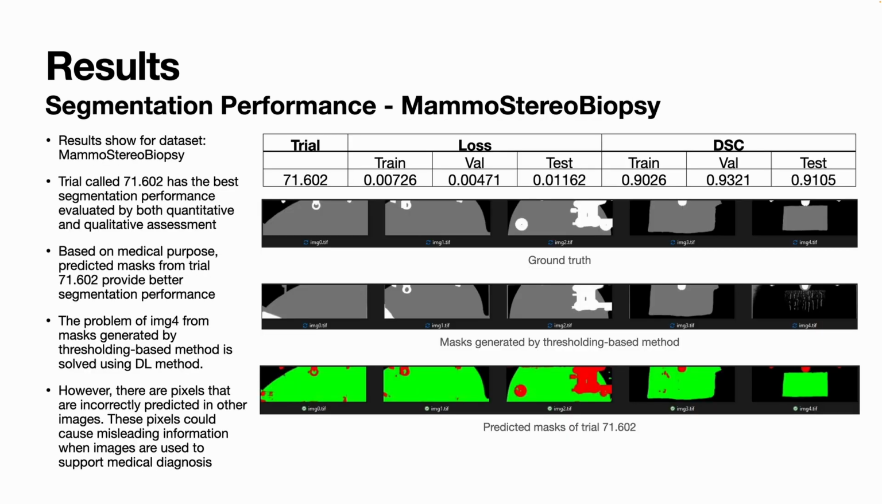Next one would be the mammo stereo biopsy. The score result by the deep learning approach was around 91%, but when we compare with the current method, the problematic last test image here was significantly better using the deep learning approach. For all the test images, post-processing can be done to fix the minor incorrect regions. So I would say the deep learning approach might be preferred over the current one.